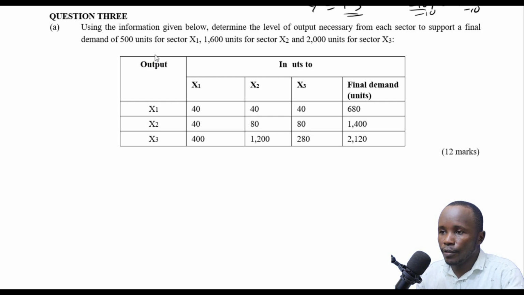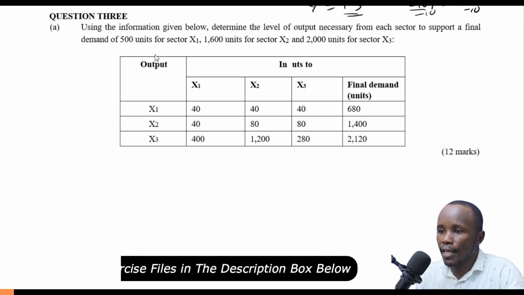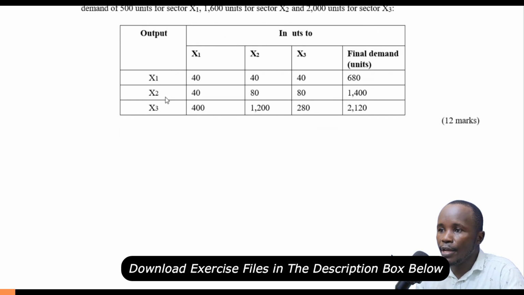Welcome to another lesson. In this lesson, we're looking at question number 3 that was tested in April 2023. The question reads, using the information given below, determine the level of output necessary for each sector to produce a final demand of 500 for sector X1, 1,600 for sector X2, and 2,000 units for sector X3. You have been given this table. You have the output and the inputs.